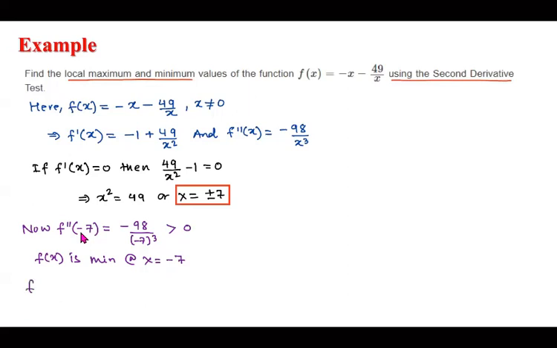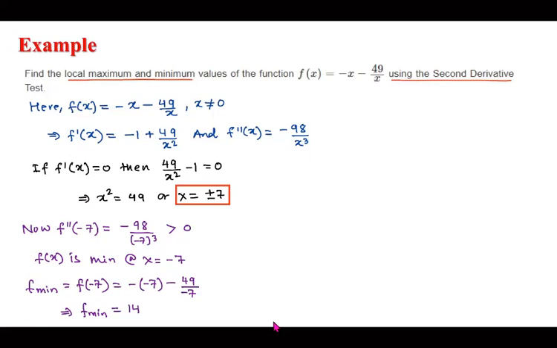And what is that minimum value? The minimum value is the value of the function at negative 7. So you plug negative 7 into the original function. It will be negative of negative 7, minus 49 over negative 7. So the minimum value of the function is equal to positive 7, this one will also be positive, 49 over 7 is also 7. So that will be 7 plus 7, or 14. The minimum value of the function is 14.